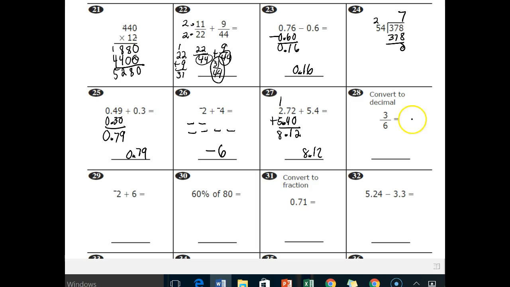Convert this to a decimal. So just like we did on the front side, 6 goes into 3. 6 can't go into 3, so we put decimal, decimal, 0. 6 goes into 30, 5 times. Left off a 0. There's my answer, 0.5.